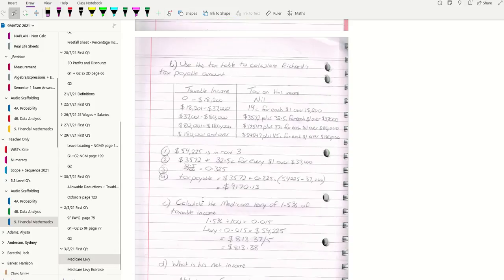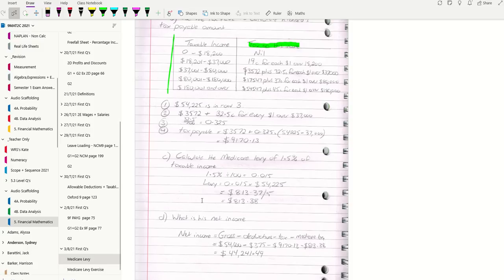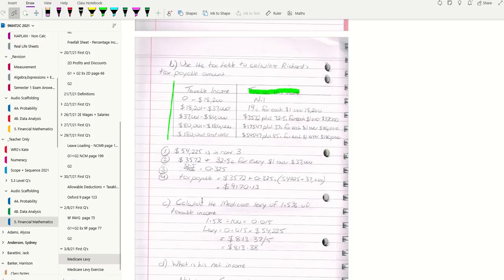Now that we've found his taxable income, our next part of the question is to use the tax table to calculate the tax payable amount, how much tax he's paying. Here it's worded as tax on this income, which is the same as his tax payable amount in a different table. Remember, step one is to find that taxable income in the row. So we've got $54,225 coming across here, and that is in this bracket here. So as our first step, we're finding what row it's in.